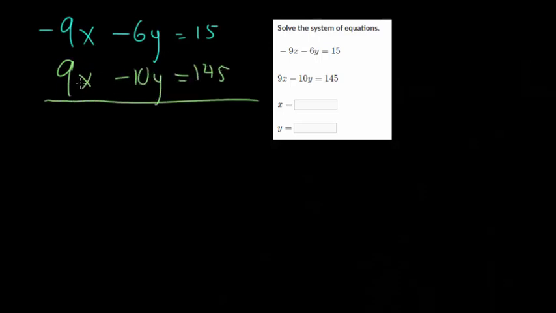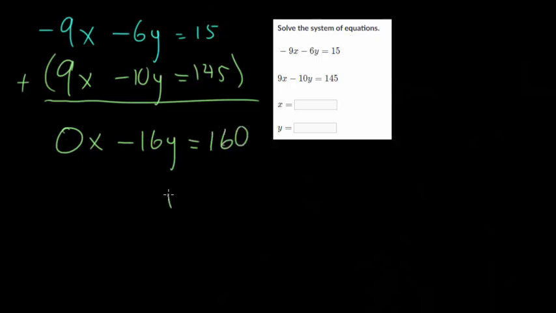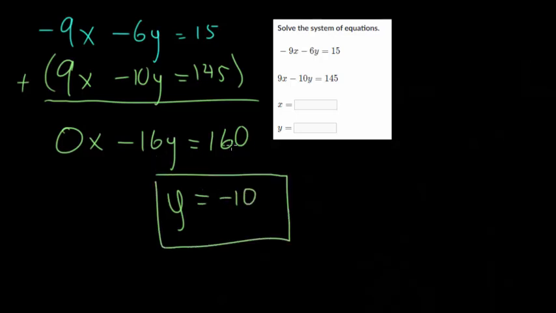And since they're opposites, if we add them, then the x's will cancel. So we have minus 9x plus 9x, well that's 0x. Minus 6y minus 10y would be minus 16y. And 15 plus 145 would be 160. Divide each side by negative 16, and you get negative 10. So that's our y value.